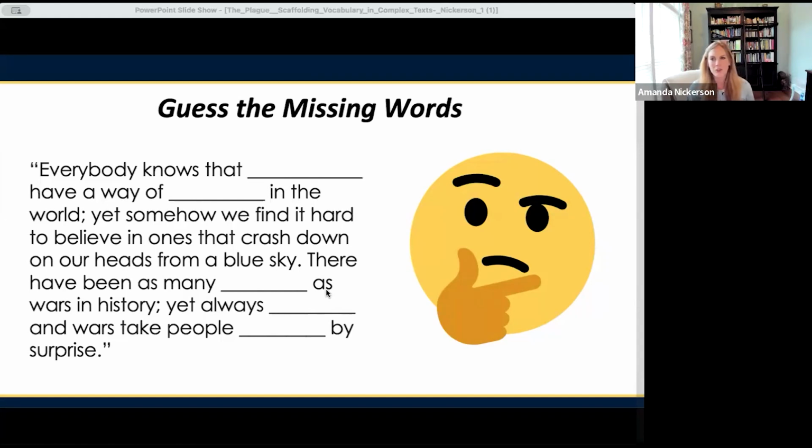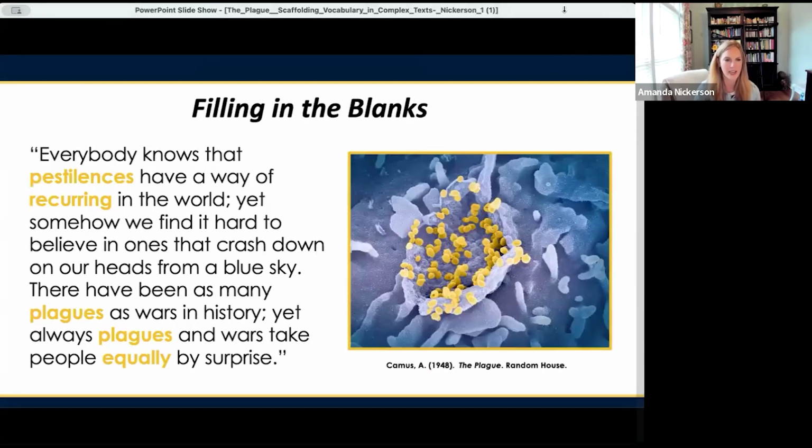And so what I want you to do is take a look at this next slide and see how you did. It says, everybody knows that pestilences have a way of recurring in the world, yet somehow we find it hard to believe in ones that crash down on our heads from a blue sky. There have been as many plagues as wars in history, yet always plagues and wars take people equally by surprise, okay? So I had one person at the very end as I started transitioning who put diseases into the chat. So they were pretty close, right? But we had cats, we had thunderstorms, we had enemies, we had lots of different guesses that were a little further away from that, right?